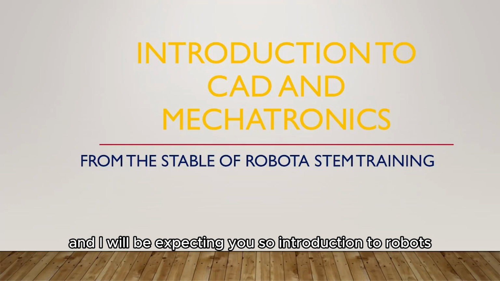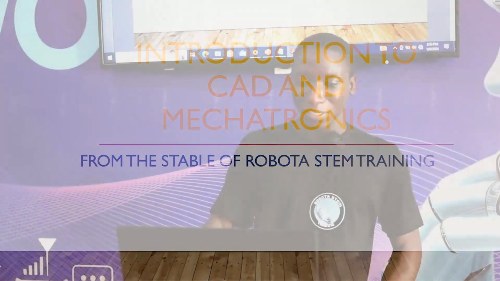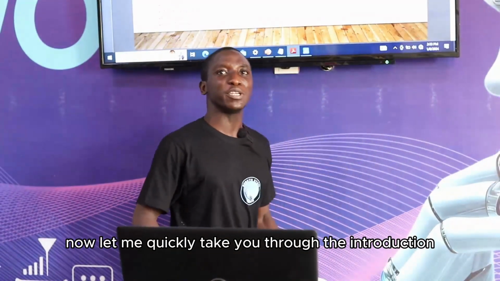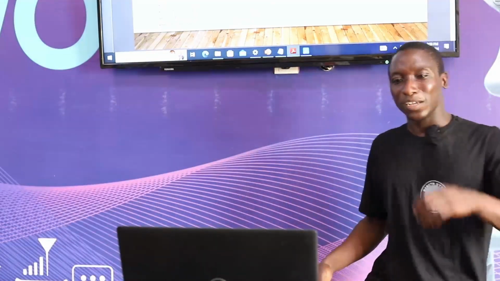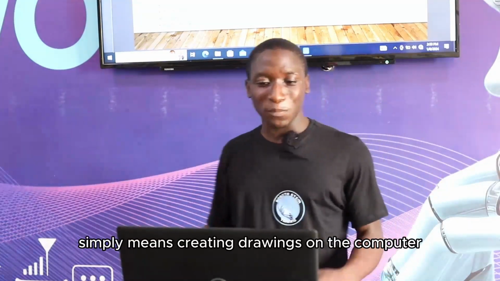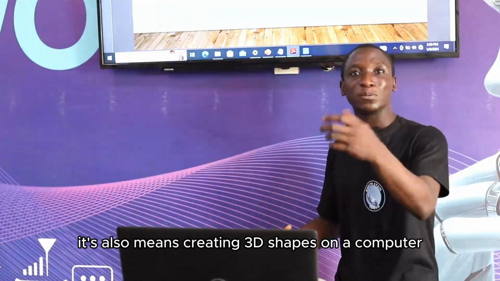So, introduction to mechatronics and CAD designs from the stable of Robotic STEM Training. Now, let me quickly take you through the introduction phase. CAD as a course. What is computer-aided design? Computer-aided design in a layman's tongue simply means creating drawings on the computer. It also means creating 3D shapes on a computer.